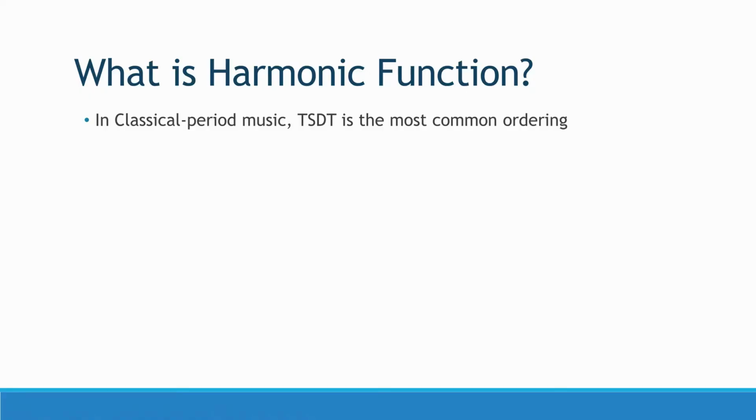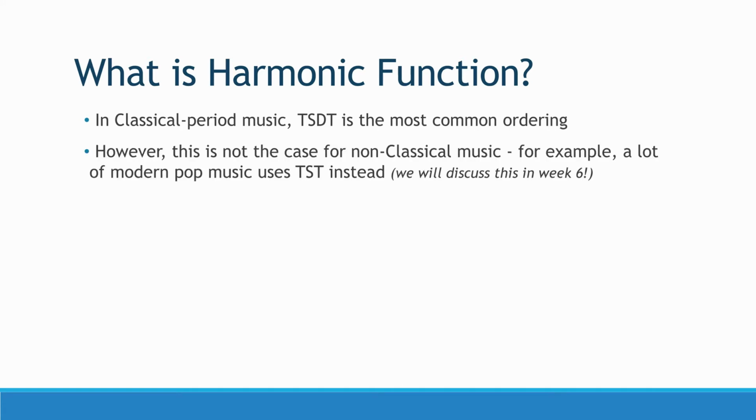I should point out that this TSDT ordering that I'm talking about, this is really in classical period music that I'm referring to. This paradigm or ordering does actually occur in other repertoires as well, but it becomes less common the further into the 21st century that we get. So for example, if we're talking a lot about modern day pop music, a tonic, subdominant, tonic progression is way more common than the TSDT ordering. And we're going to actually discuss this fairly extensively in week 6 of this course.